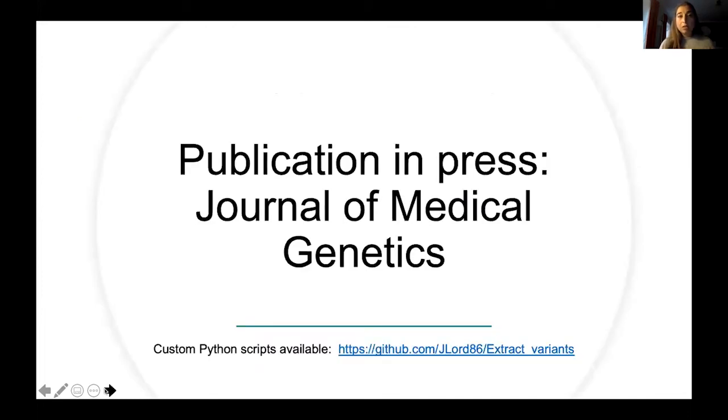So this data has recently been accepted for publication in the Journal of Medical Genetics. We don't yet have a publication date or DOI, but we will disseminate that when we have it. And if you want to use any of our scripts, they are freely available through GitHub, and have mostly been written by Jenny Lord in Southampton.